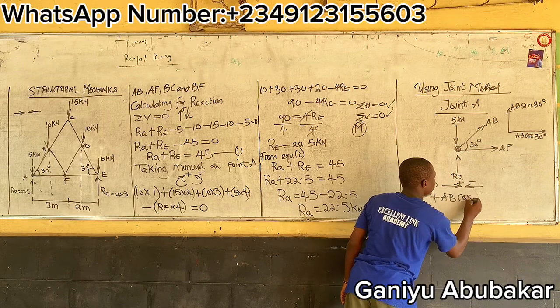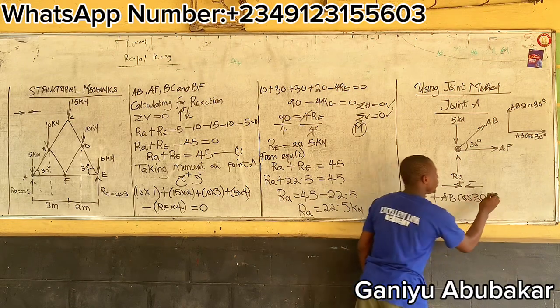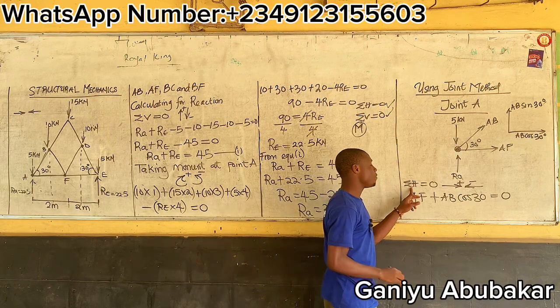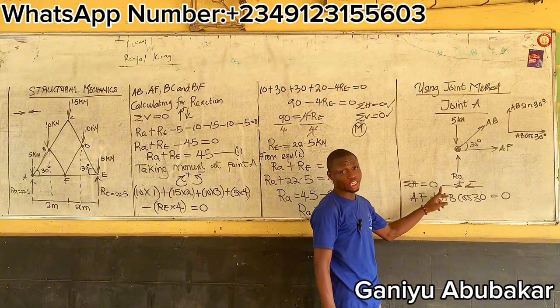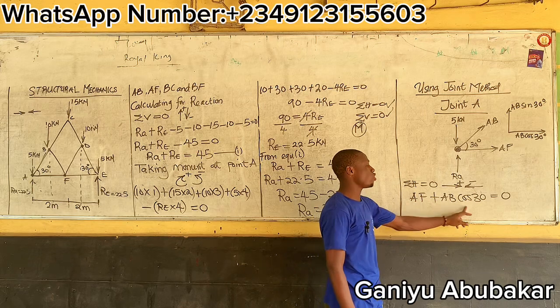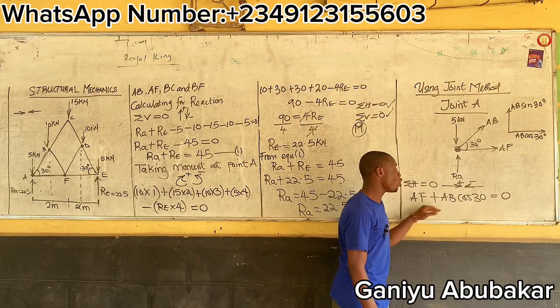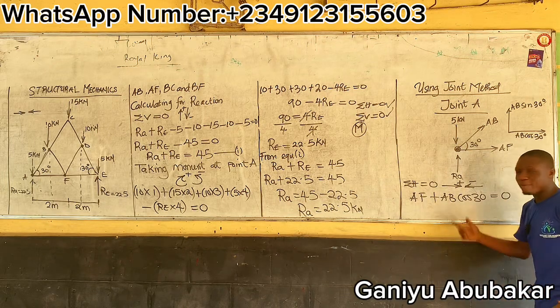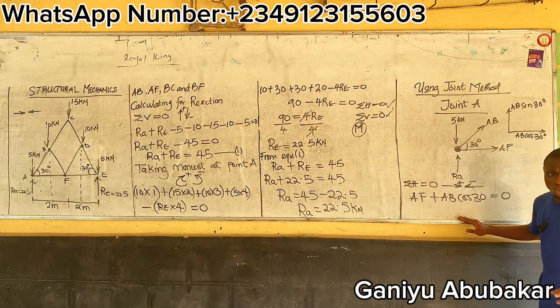AB cos 30 degrees equal to 0. So I've applied the first condition that says summation H is 0. So AF plus AB cos theta is 0. I'm done with this. But mind you, I don't know AF yet. I don't know AB yet. I'll call it Equation 1.